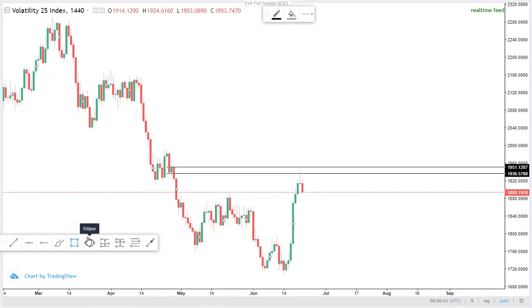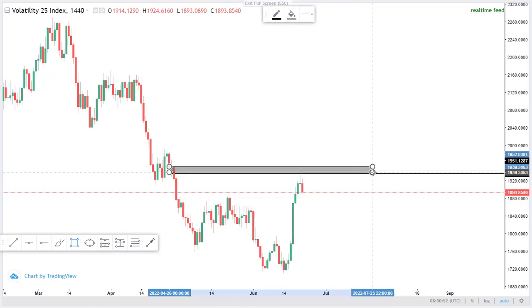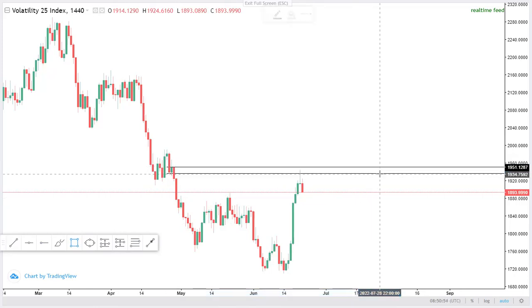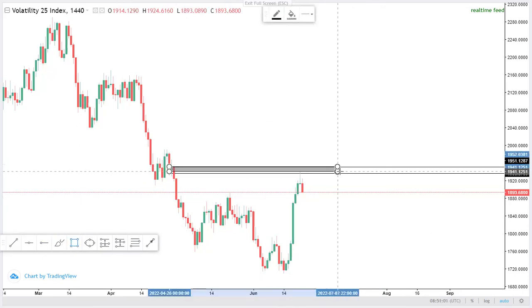So right now, let's begin. Today we are going to be looking at a few pairs. The first one is the VIX 25 index. On the daily time frame, we just mitigated an order block. We just had an order block mitigation.